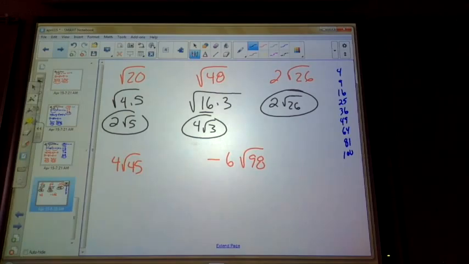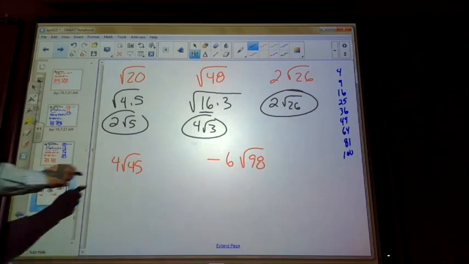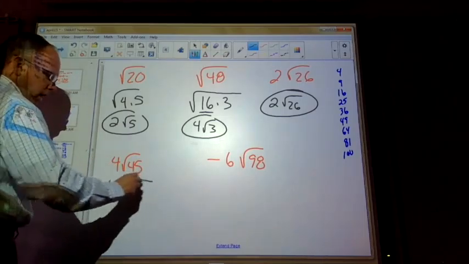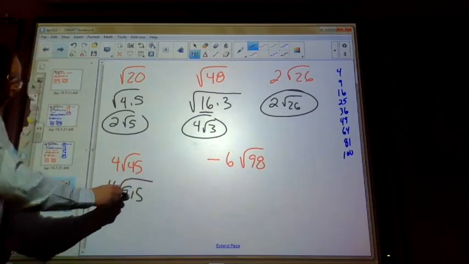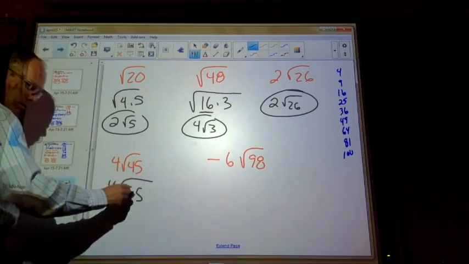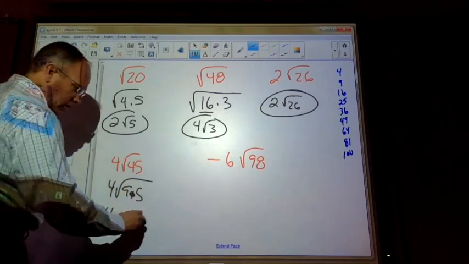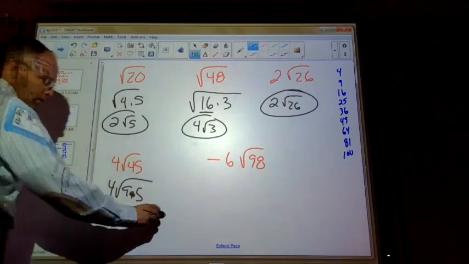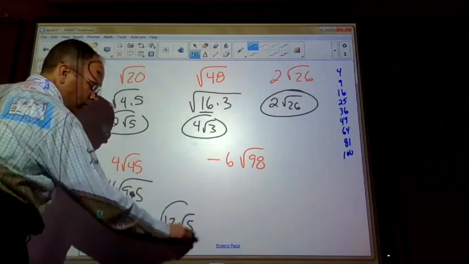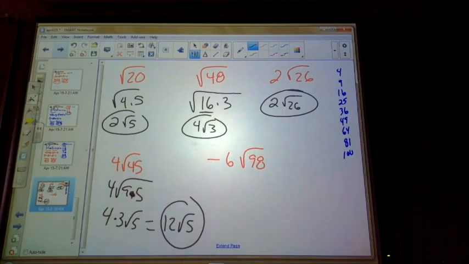Does 45 break down? 9 and 5. This 4 has to come along for the ride. Square root of 9 is what? 3. So I have 4 times 3 root 5. So what's this answer? 12 square root 5. Good. So be careful on that. Does that negative 6 out in front mean I have to have an i out there? No. Where does the negative happen where you bring the i out front? Inside the square root. So outside doesn't matter.